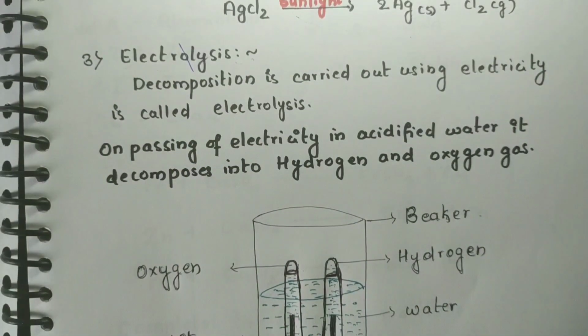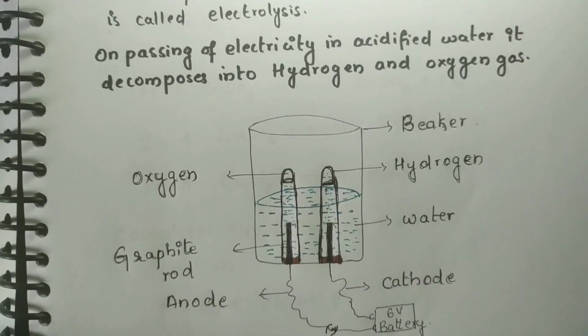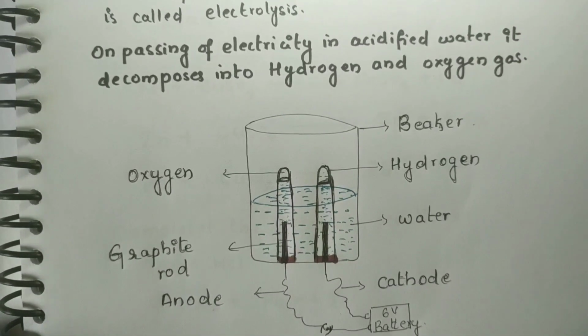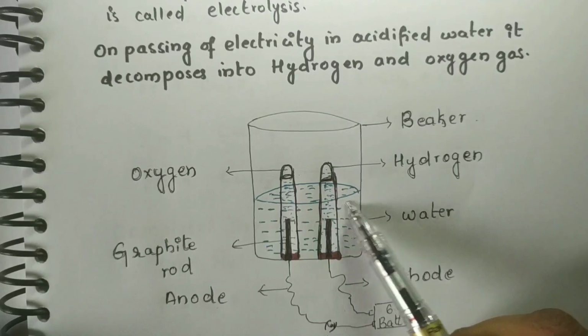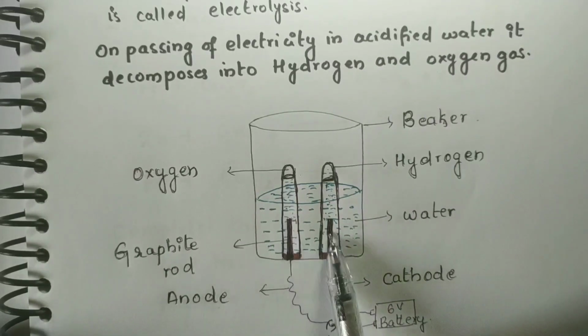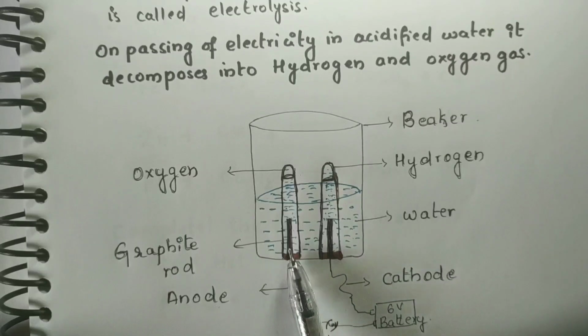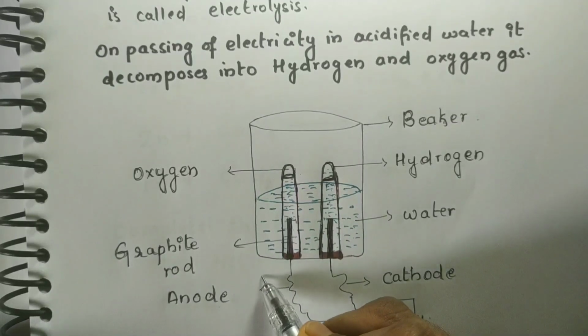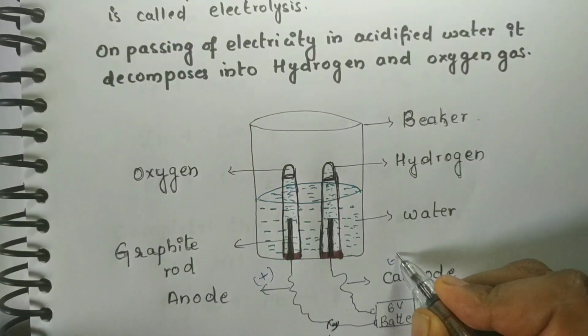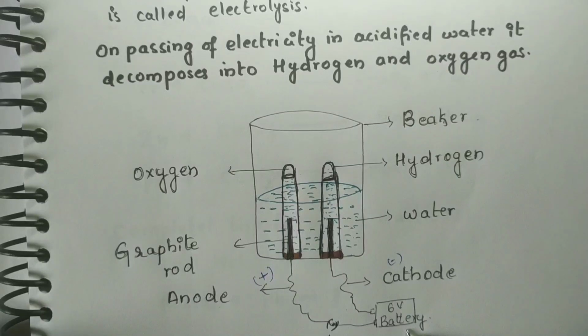See, we are doing electrolysis for water here. See, what are the components used in the electrolysis are: one beaker is used and we have poured the water here, and there are 2 tubes. One is anode and another one is cathode. Anode is always positively charged and cathode is negatively charged. It is connected to a battery which is used as a source of electricity.